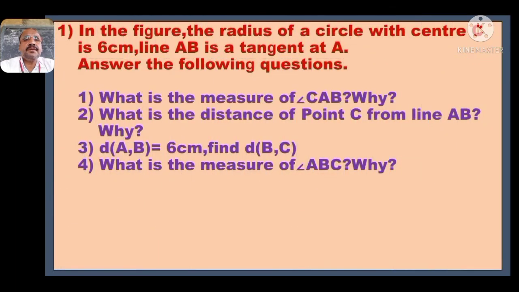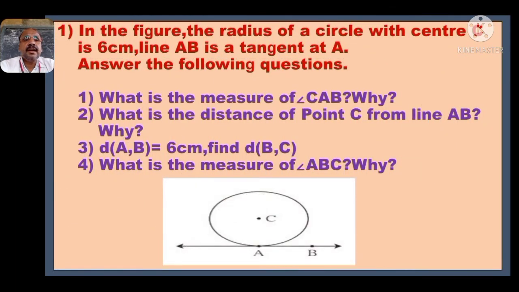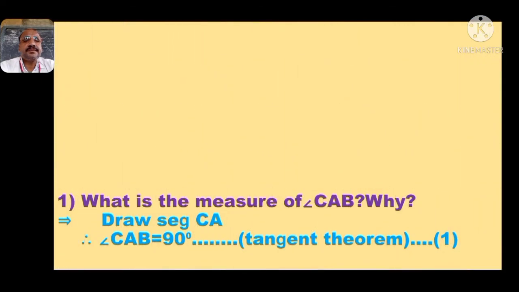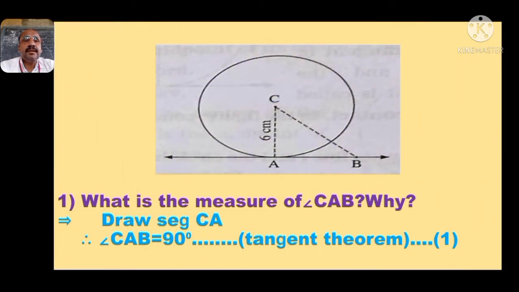Here we have given question number first. In the figure, the radius of a circle with center C is 6 cm. Line AB is a tangent at A. Then answer the following questions. Here we have given 4 questions. We solve one by one. The first question, here we construct the figure in this way.